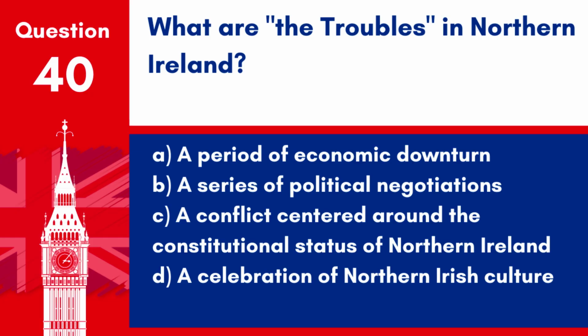Question 40. What are the Troubles in Northern Ireland? A. A period of economic downturn. B. A series of political negotiations. C. A conflict centred around the constitutional status of Northern Ireland. D. A celebration of Northern Irish culture. Answer: C. A conflict centred around the constitutional status of Northern Ireland. The Troubles refers to a period of conflict in Northern Ireland that was primarily political and nationalistic, fueled by differences in identity and the constitutional status of the area.